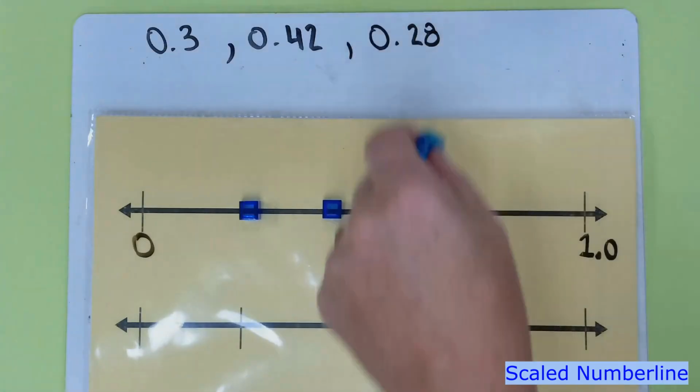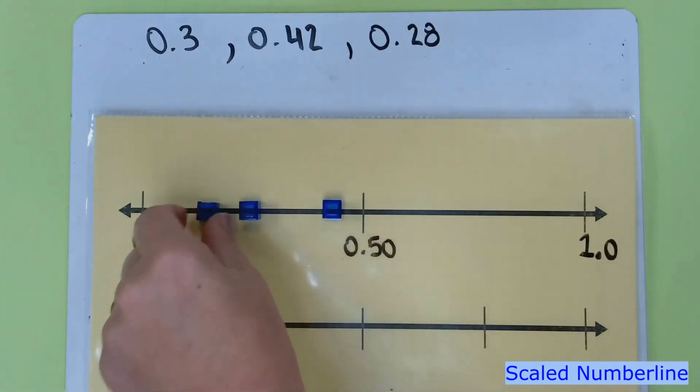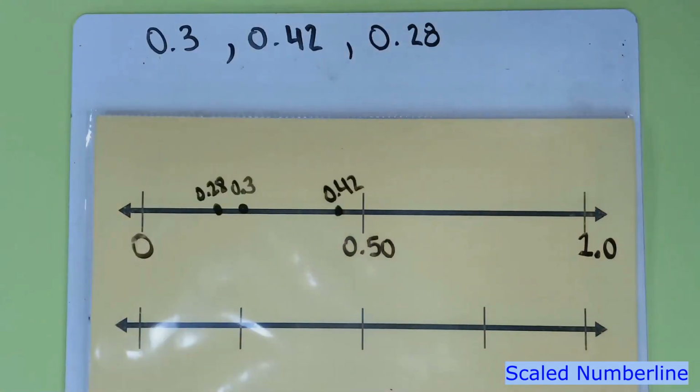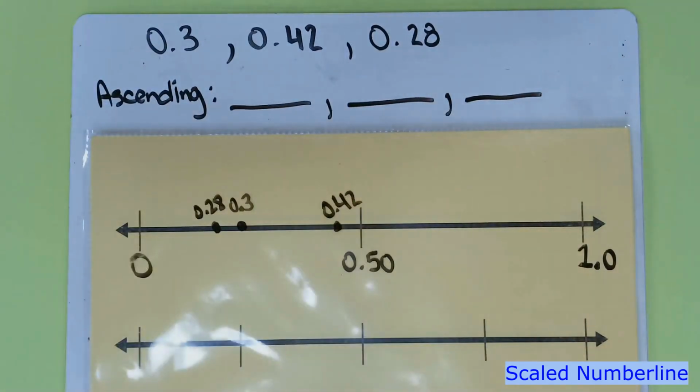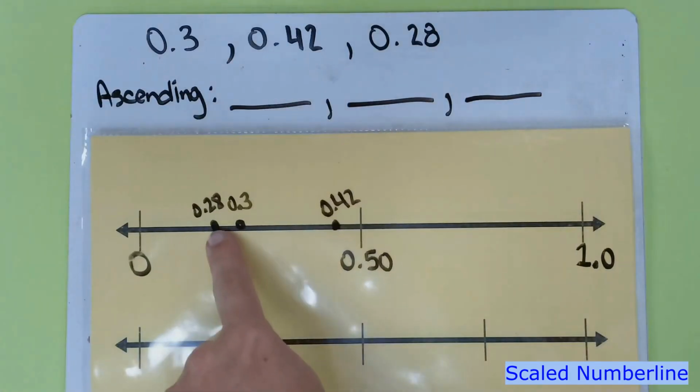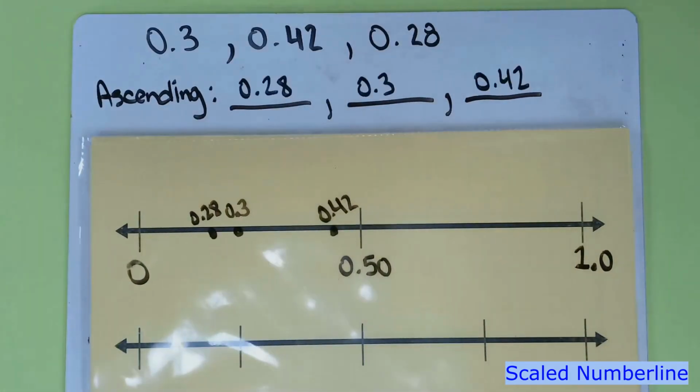Again, giving students the decimals to plot, having them plot them, and have the discussion of is it greater than or less than the numbers that we labeled on the scale number line will assist them in then writing those decimals in ascending and descending order.